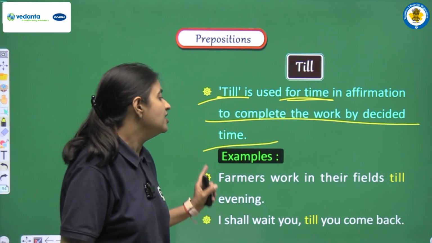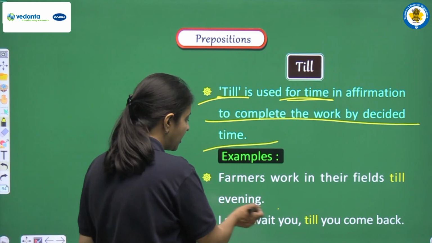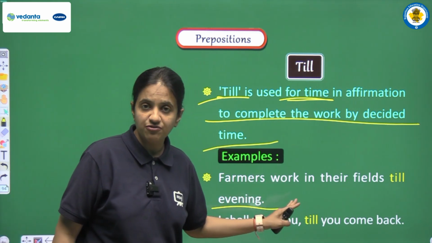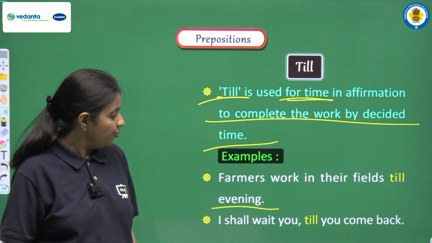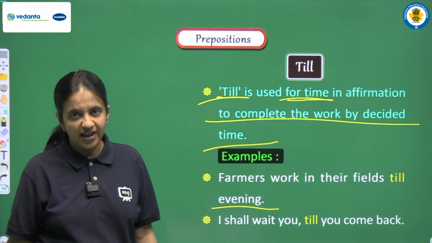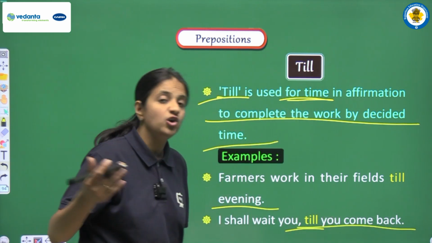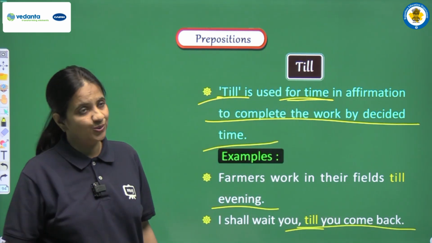So let's see the examples. Farmers work in their fields till evening. So evening is a kind of time, and this is the task: farmers work in their fields till evening. Okay. Next is, I shall wait for you till you come back. Again, we are having till, and what is the time? The time is till you come back. Okay. And we are saying that I will wait for you.